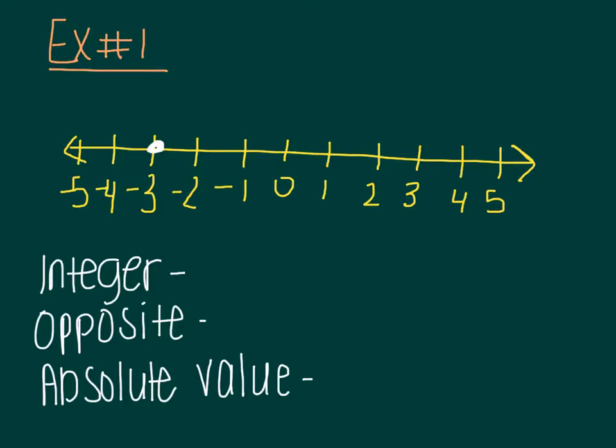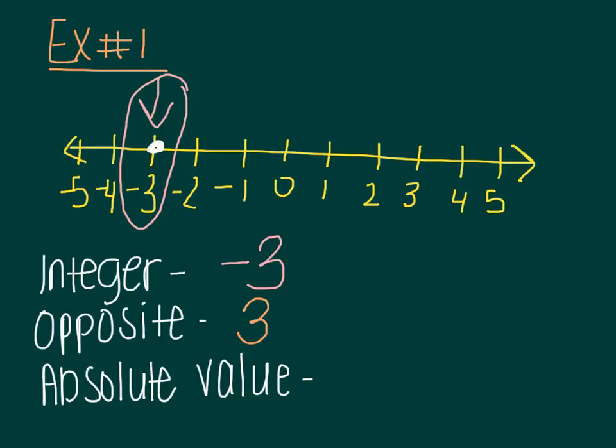So we have example number 1. So we're looking at our number line, and you can see that our point on the number line is here. It is on the -3. Okay, so that is our integer. Our integer is just wherever the point is, that's our answer. So integer is -3. Now the opposite of -3 is +3. So positives and negatives are opposite of each other. If you have a negative, the opposite is positive. If you have a positive, the opposite is negative.